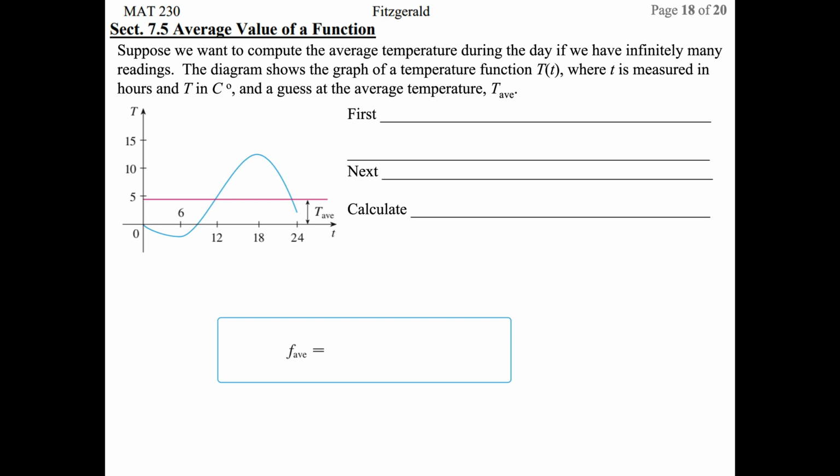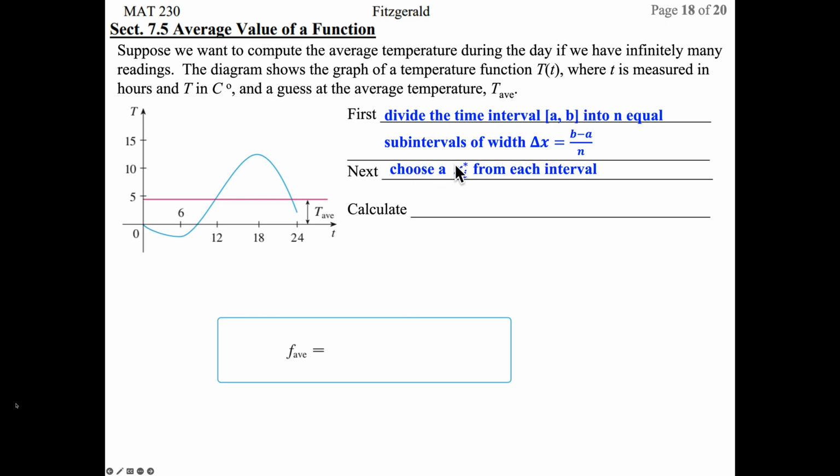Okay? So the way we do this is first you have to divide your time from a to b into n equal subintervals of width delta x. So you take b minus a divided by n, and that's going to be the width of all of our subintervals. I said average, I meant to say subintervals. All right, next we'll choose any arbitrary x from each interval, and we'll calculate that so we can find the average.